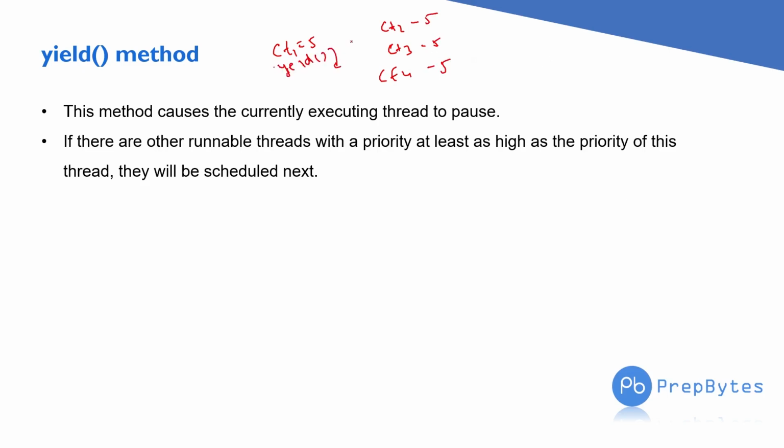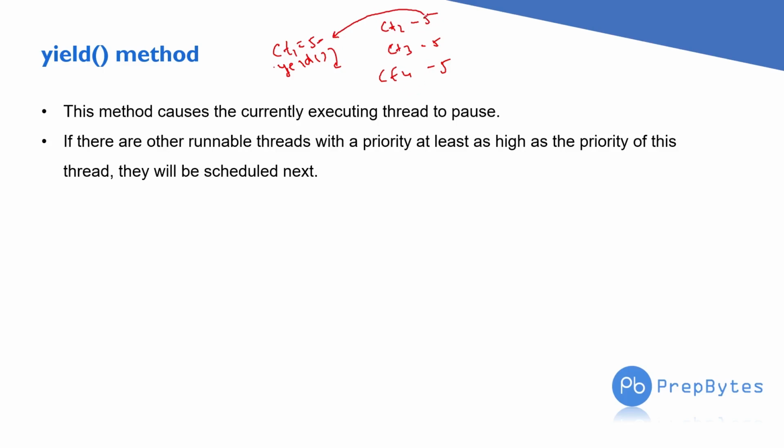it will stop and the scheduler will check the priorities that are at least as high as the priority of this thread. So whose thread priority is at least as high as this? It can be equal or it can be higher. Okay, the scheduler will check.